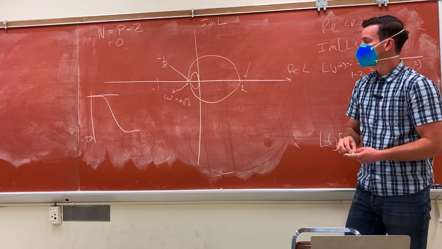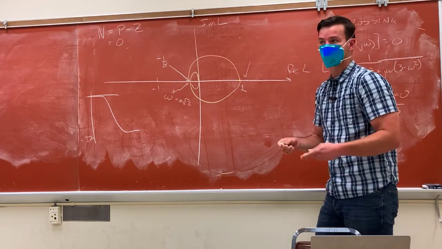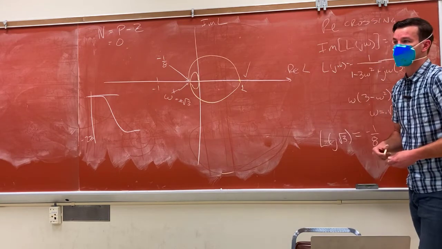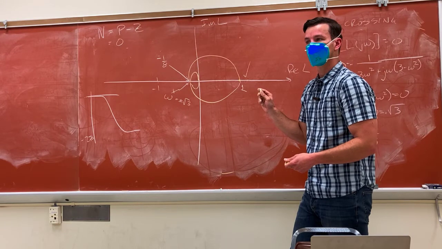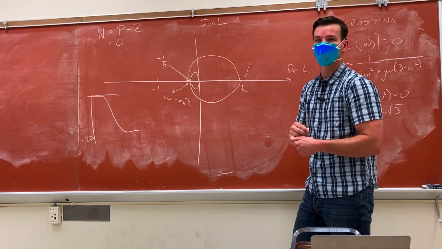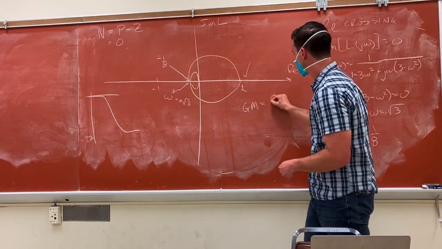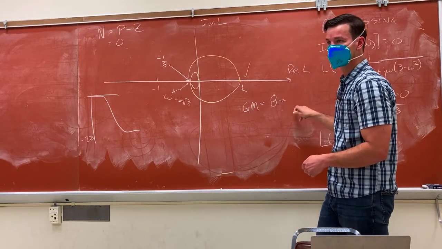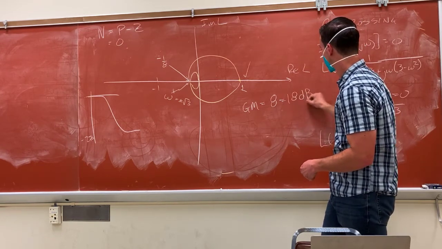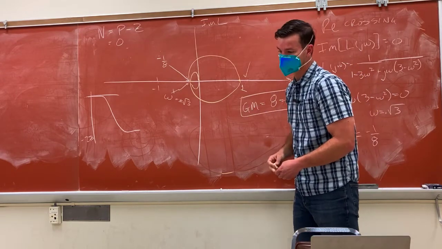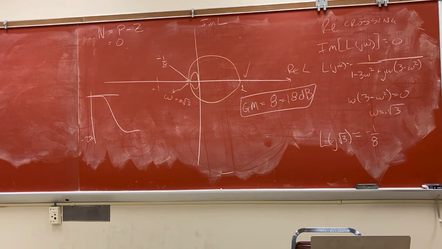What does that mean? It would be like changing your controller gain from 1 to 8. So then your gain margin here is 8, which in decibels is 2 times 2 times 2, which is 6 plus 6 plus 6 dB. Pretty nifty, huh?